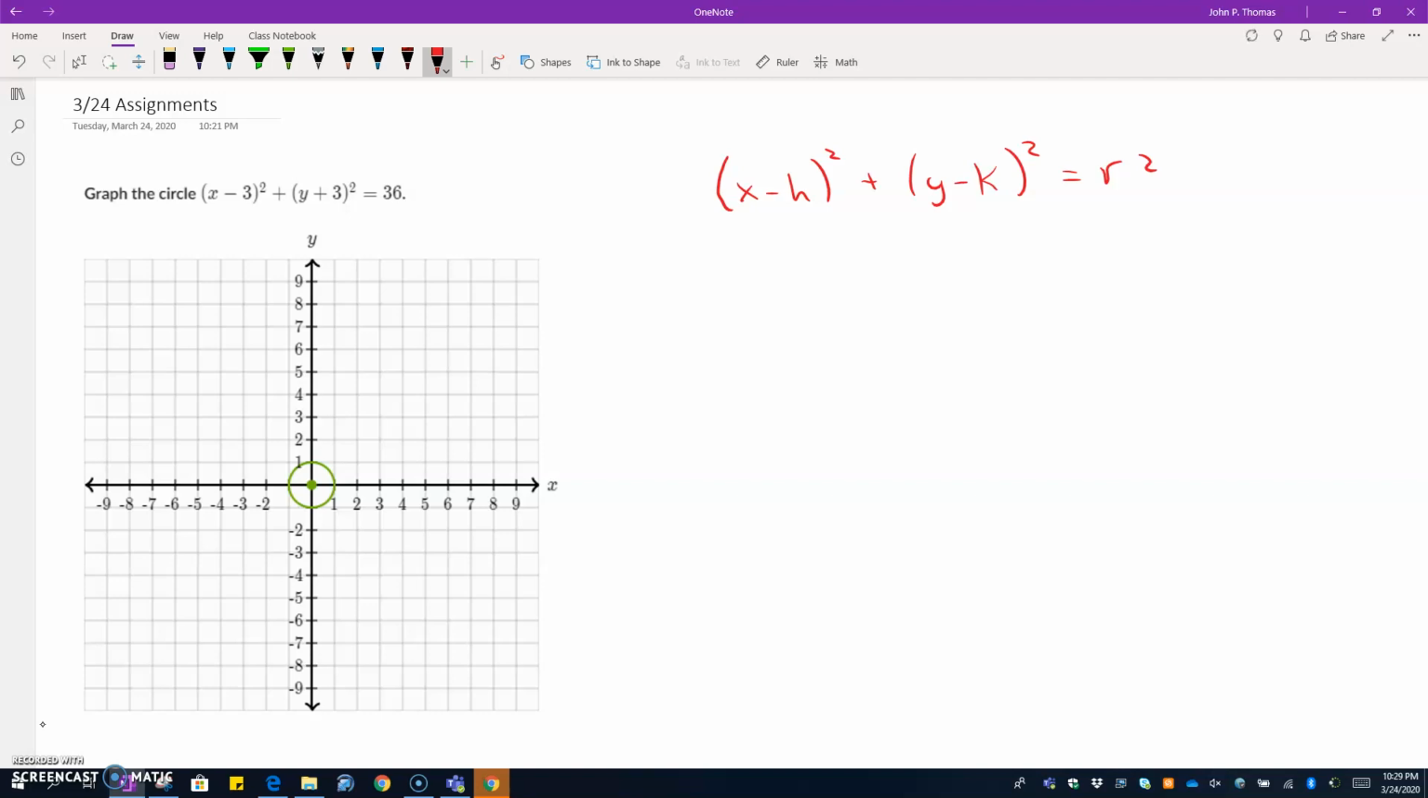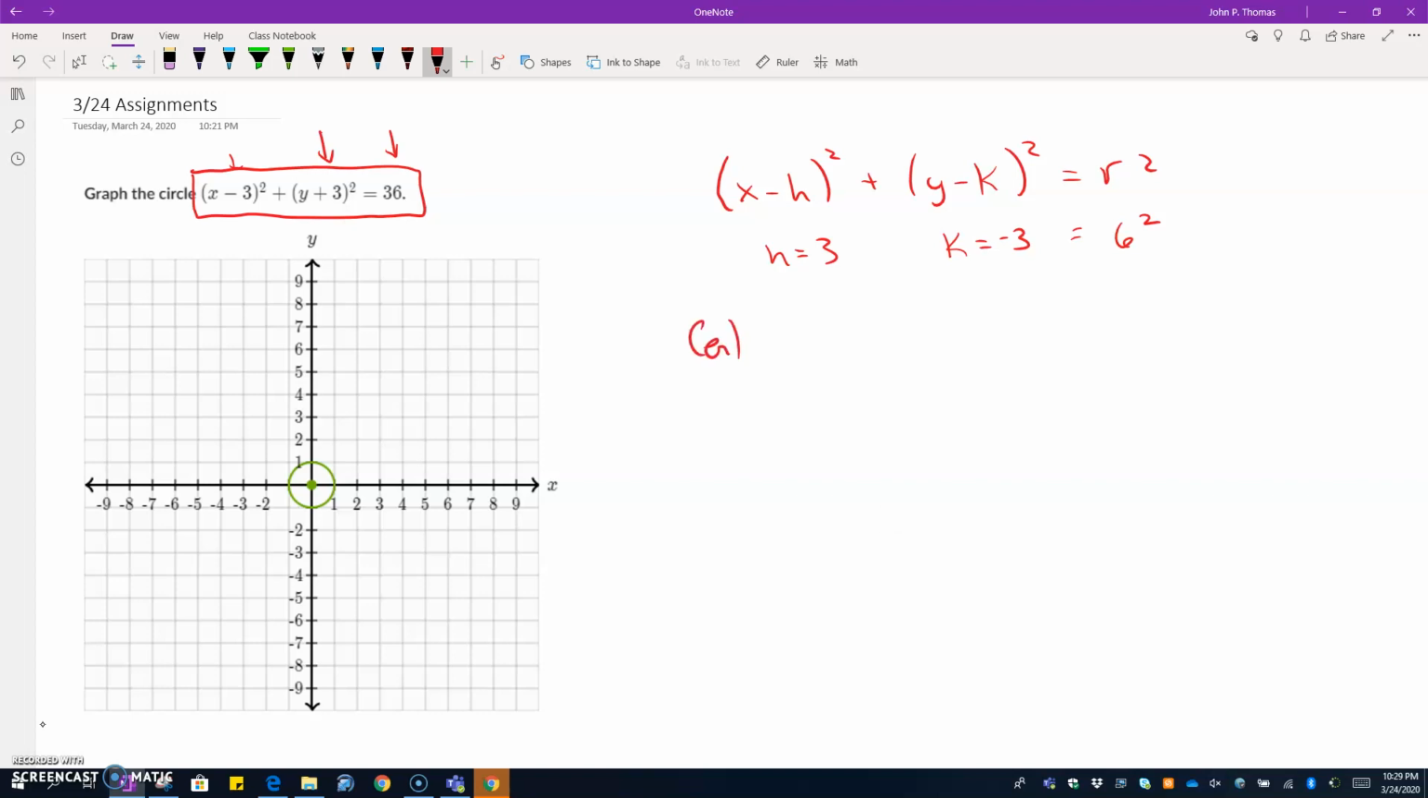So in this given equation, we have an x minus 3. That tells me that the h value is 3. We have a y plus 3, which tells me that k equals negative 3. And then we have a 36 here at the end. That 36 goes in for the r squared. Now, the square root of 36 is 6, so we can think of that almost as a 6 squared at the end. And that'll really help us get the pieces.